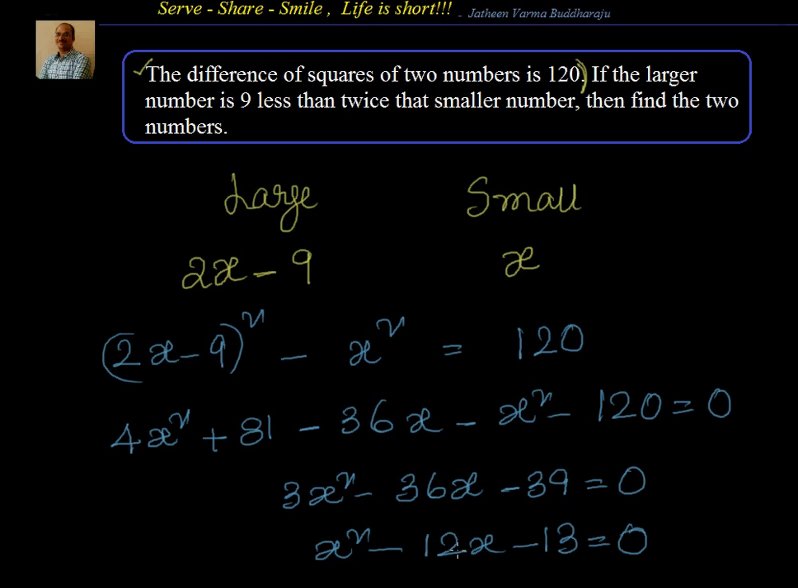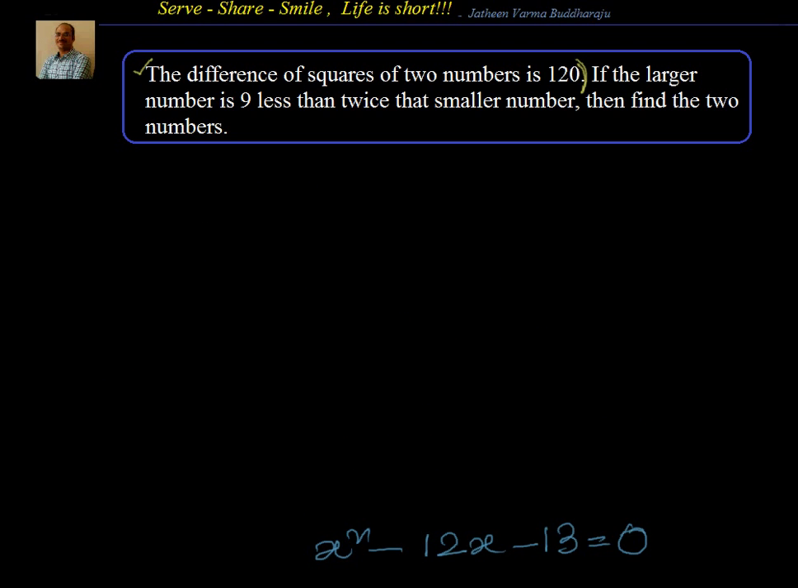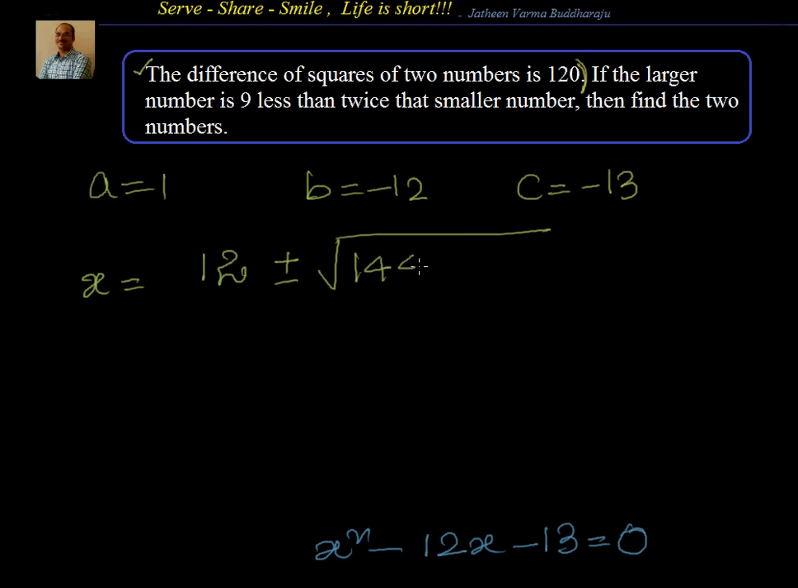We can do it by factorization also, but just for the sake of it, we'll do with quadratic formula so that we practice it. Now if we compare the value of a, b, c, we have a equal to 1, b equal to minus 12, c equal to minus 13. x is equal to minus b, that is minus of minus 12, 12, plus or minus square root of b square, that is 144, minus 4 into 1 into minus 13, minus 4ac, divided by 2a.